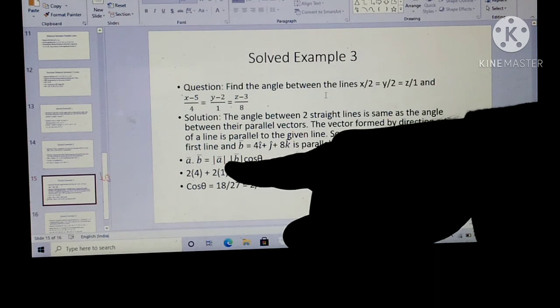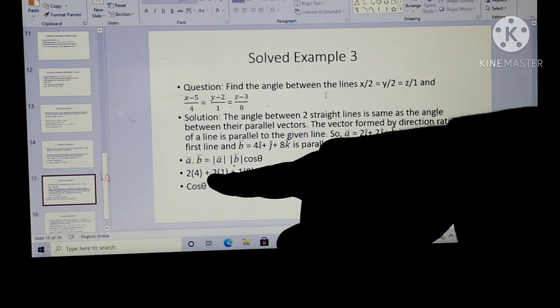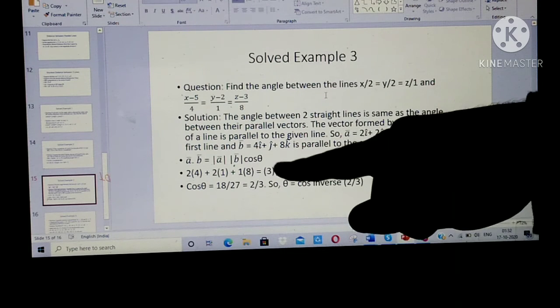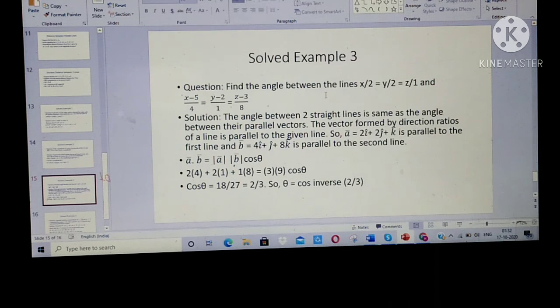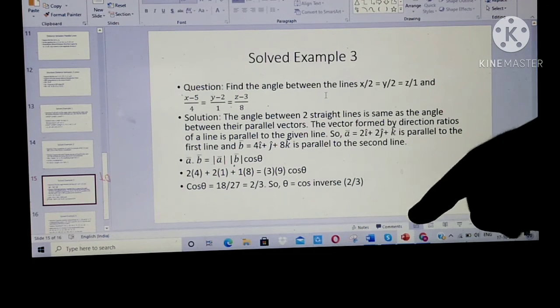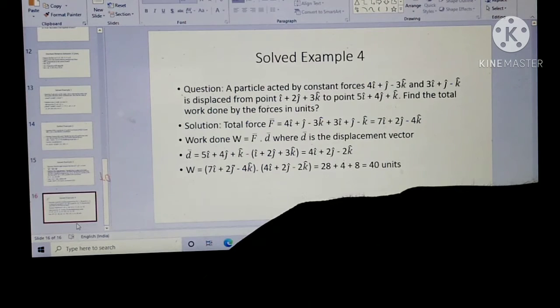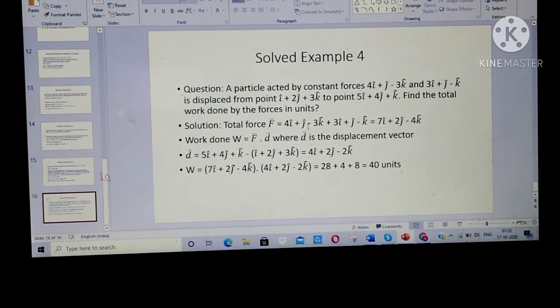If I take a dot b, this becomes a into b into cos theta. A dot b, we can find out, magnitude of a is 3, magnitude of b is 9 and cos theta. So simplifying this, we get cos theta equal to 2 by 3, which means theta is cos inverse 2 by 3. Okay, and then the last question, that is also a simple question.